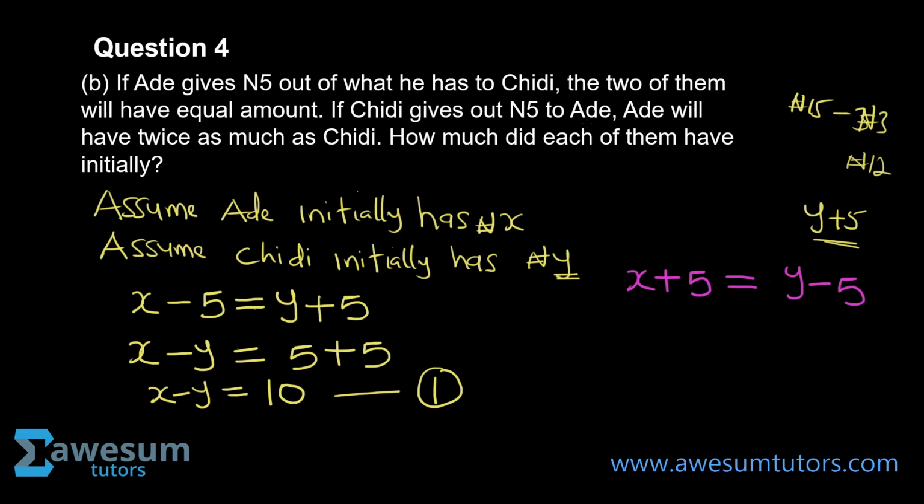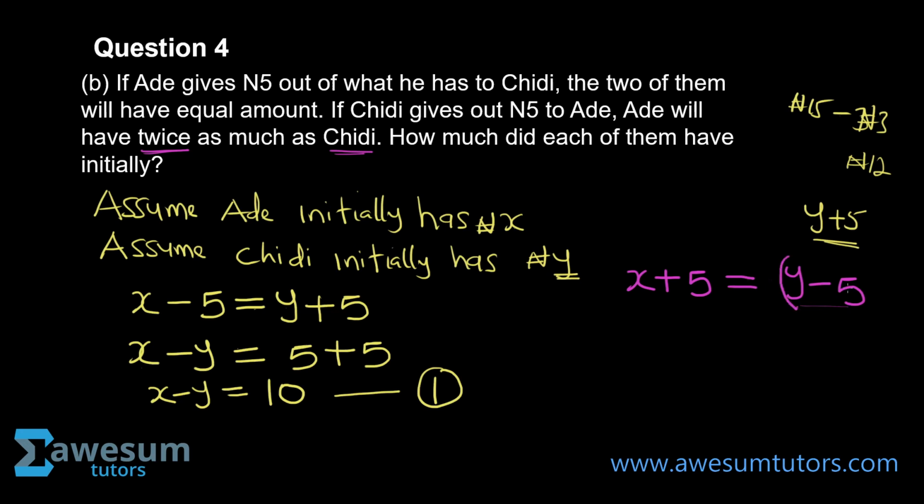So if Chidi gives out 5 naira to Ade, Ade will have twice. Take note of this word, twice. Ade will have twice as much as Chidi. So now this is Ade. Ade will have twice as much as Chidi. This is Chidi right here, Y minus 5.